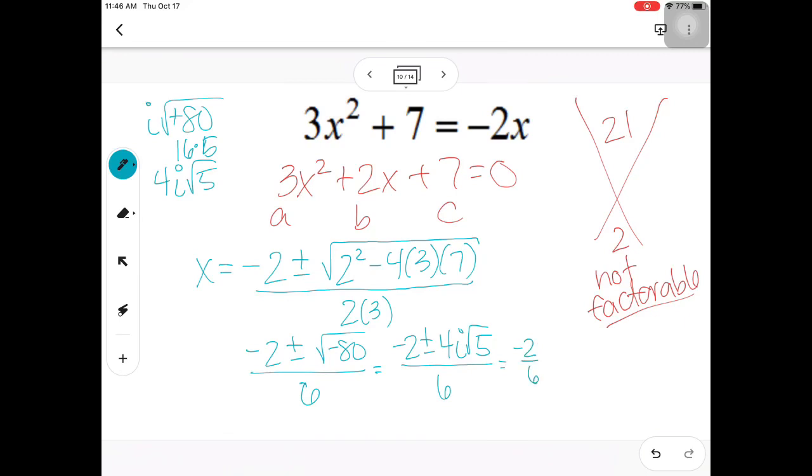So it's negative 2 over 6 plus or minus 4i root 5 over 6, and then I'm going to see what I can simplify. Well, 2 and 6 gives me negative 1/3. The 4 and 6 gives me 2i root 5 over 3. So this would be my final answer. Again, you can write it as 1 fraction or 2. And then you would be done.